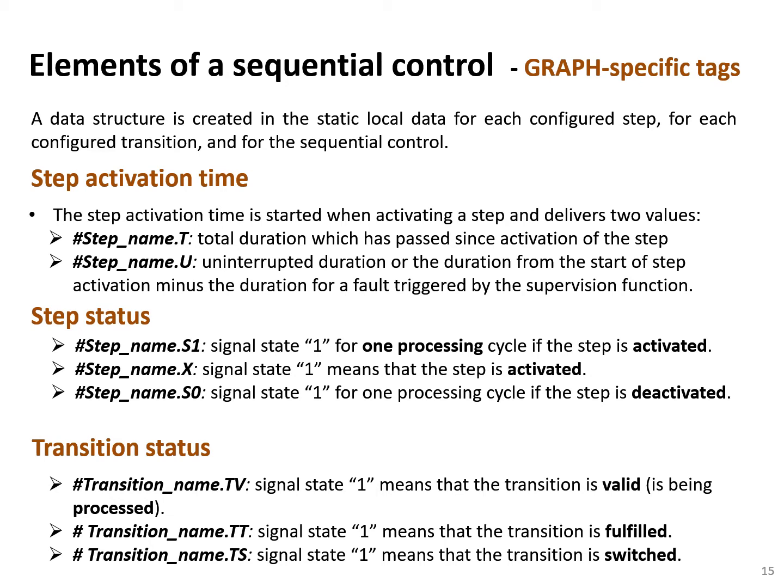And we have transition status. Transition name.tv, signal state 1 means the transition is valid. Transition name.tt, signal state 1 means the transition is fulfilled. And transition name.ts, signal state 1 means the transition is switched. Again, lots of info, and you don't know for now how you could use this information. In the example, you will see some of these tags and how you could use them.